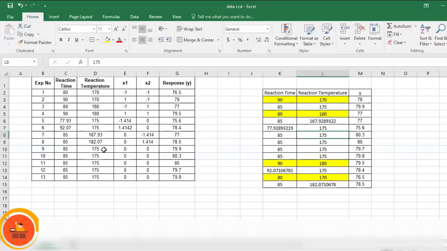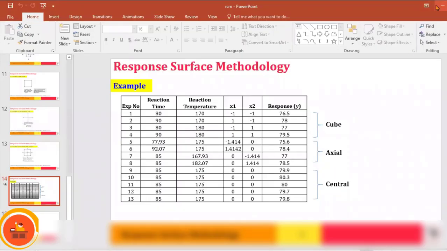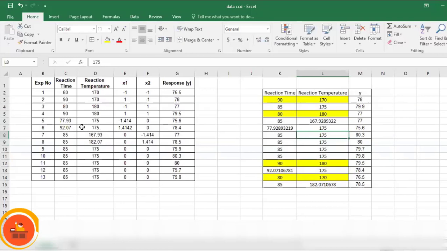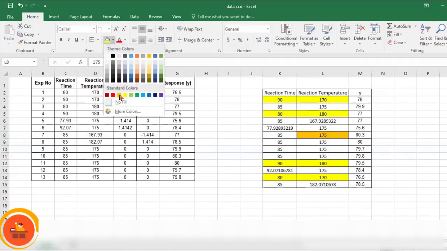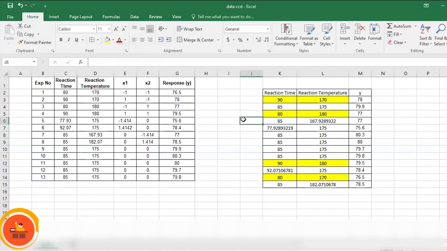Okay. Next, central points. So here we are having no cube axial points, axial. So axial I'll give it 77. I'll take one more color here, orange. 77, 175. I'll take a different color so that the differentiation will be there. Here one color, 92, 175, and 85, 163, 85, 163, and 85, 182.